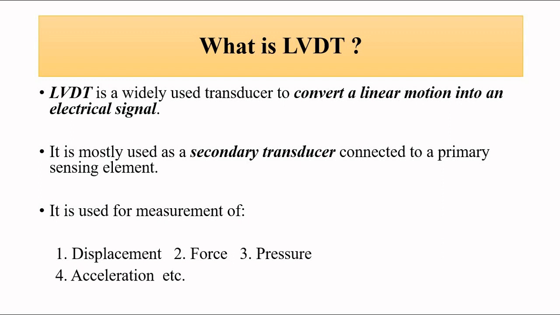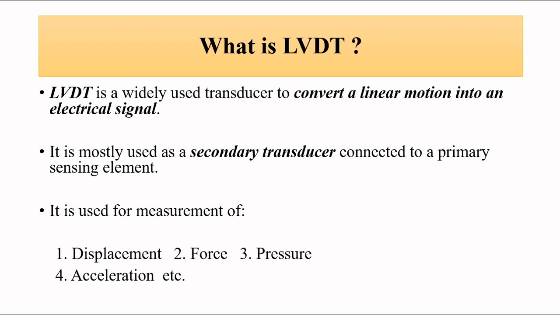As everything is electrical and electronic in nature these days, it is better to convert it into a voltage or current signal so that we can use appropriate signal conditioning circuitry and analog to digital conversion methods to directly display it in the form of a digital output. So it can be used for various parameter measurements: displacement, force, pressure, acceleration. So we will utilize that principle to measure liquid level.